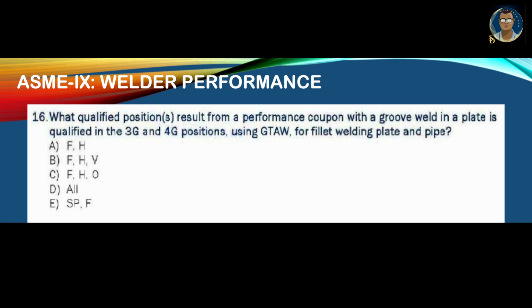Question number 16. What qualified positions result from a performance coupon with a groove weld in plate qualified in the 3G and 4G positions using GTAW for fillet welding plate and pipe? Option A, flat and horizontal. Option B, flat, horizontal, vertical. Option C, flat, horizontal, overhead. Option D, all. Option E, SP and F. So the right answer will be option D, which is all.